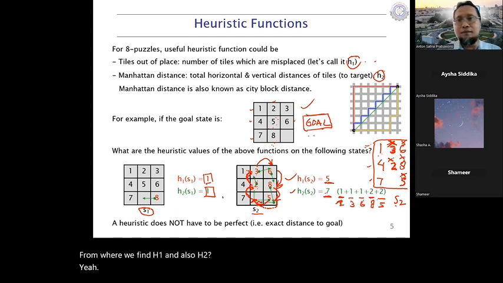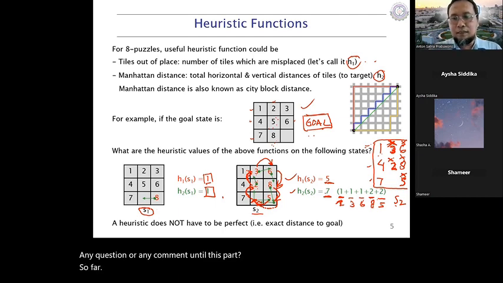Any question or any comment until this part? Clear? So far?